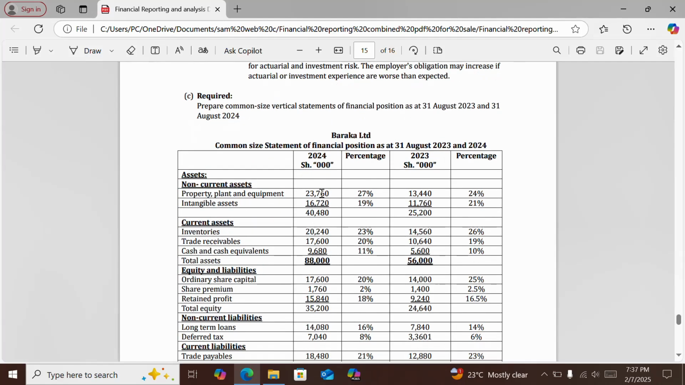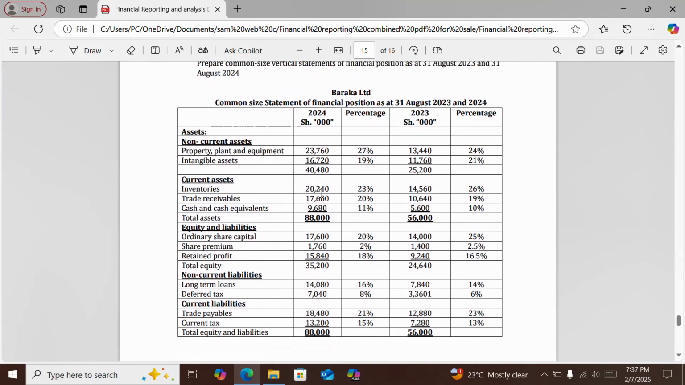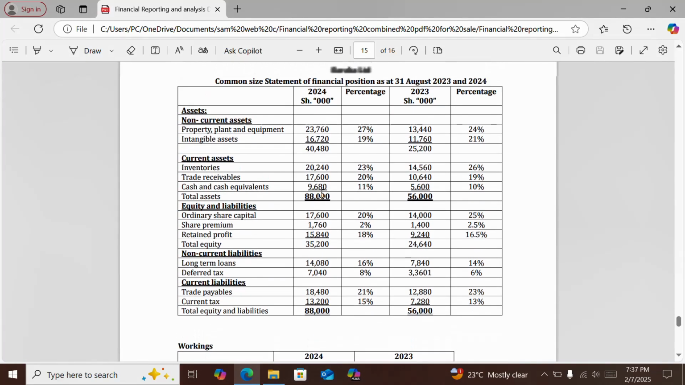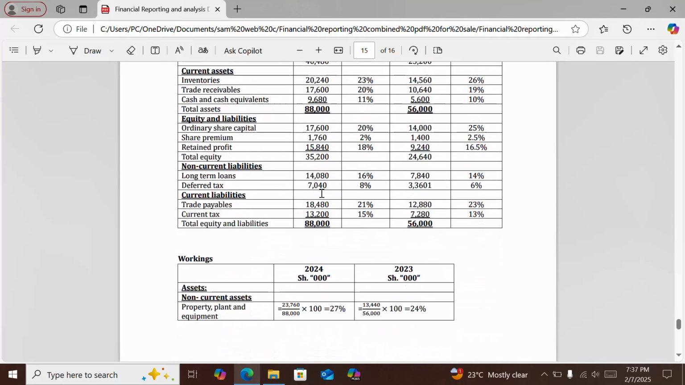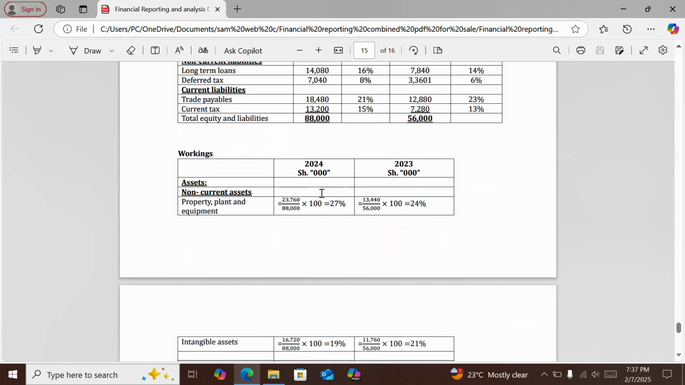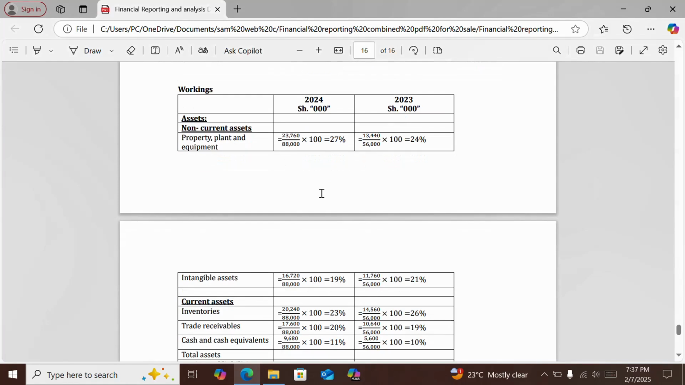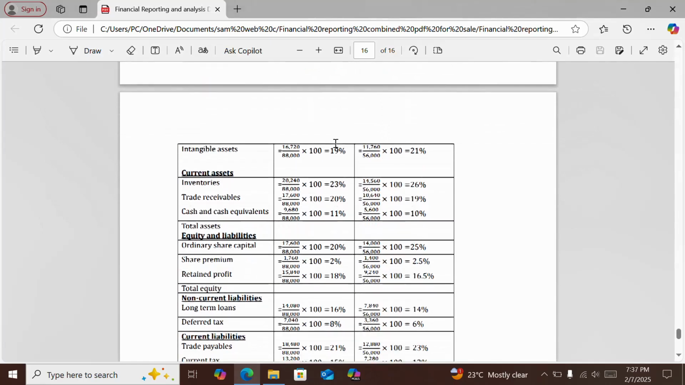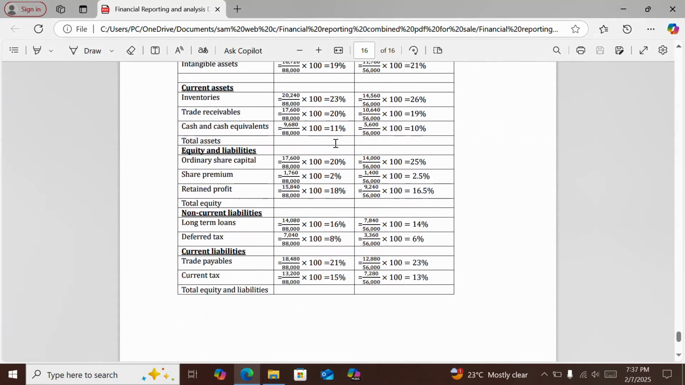This is usually another very simple question. Finally, we have a working for that because you need to find the percentages. For example, property, plant and equipment, they were 23,760 out of 88,000. So that was 27%. So this is it for this paper.